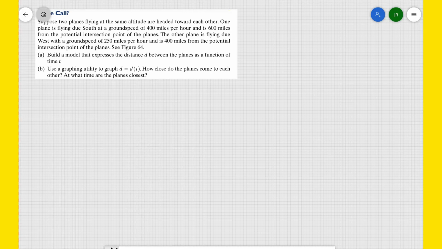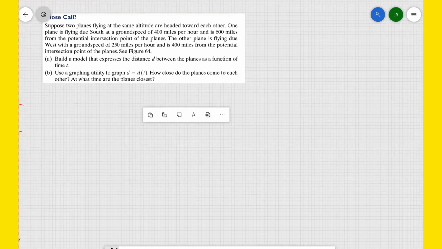Okay, third and final example here. Suppose two planes flying at the same altitude are headed toward each other. One plane is flying due south at a ground speed of 400 miles per hour and is 600 miles from the potential intersection point of the planes. The other plane is flying due west with a ground speed of 250 miles per hour and is 400 miles from the potential intersection point of the planes.